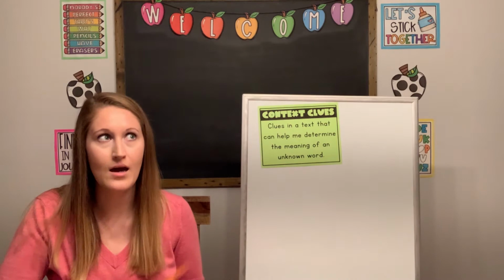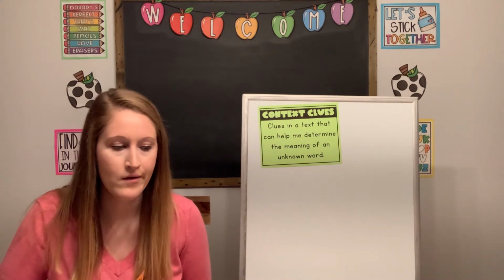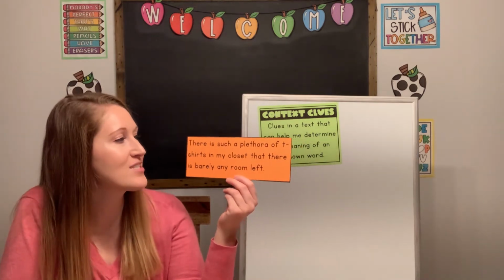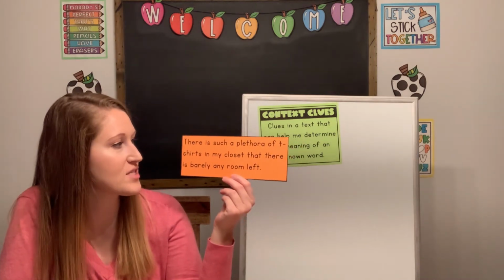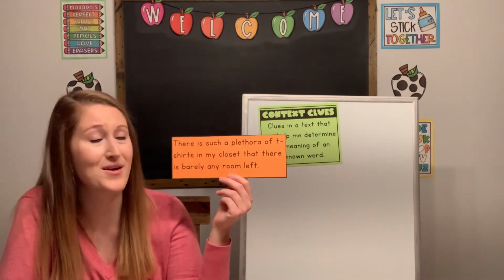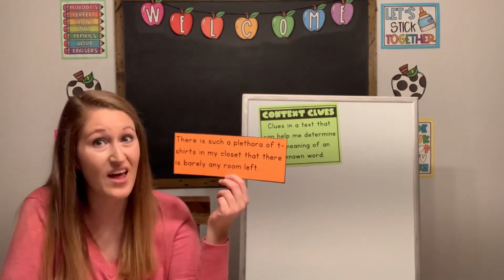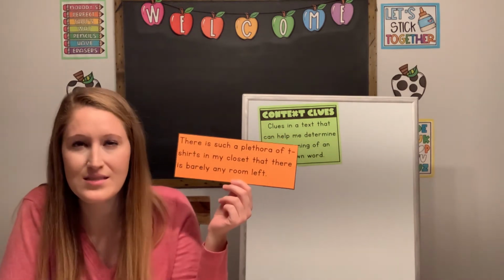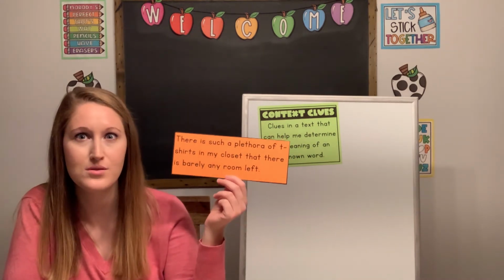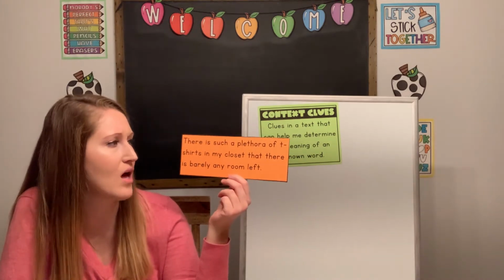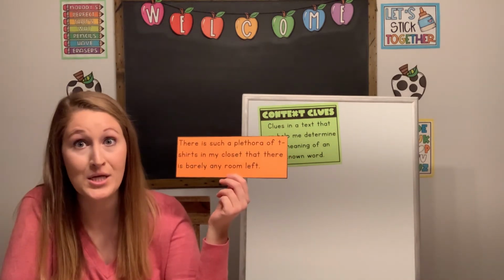Oh my goodness, another one where I forgot to highlight the tricky word. Oh my goodness. There is such a plethora of t-shirts in my closet that there is barely any room left. The word we're trying to figure out here is plethora. So let me read the sentence again as you look for some context clues. There is such a plethora of t-shirts in my closet that there is barely any room left.